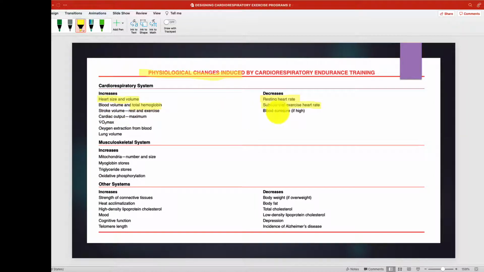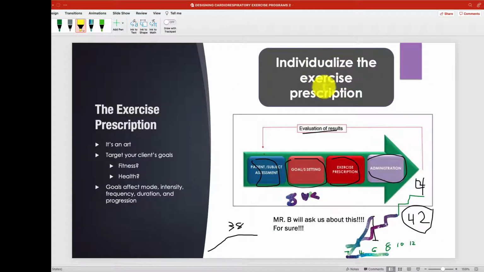If we have a high blood pressure, and again, let me go back just to say, individualize who is the, let me clean all this up.